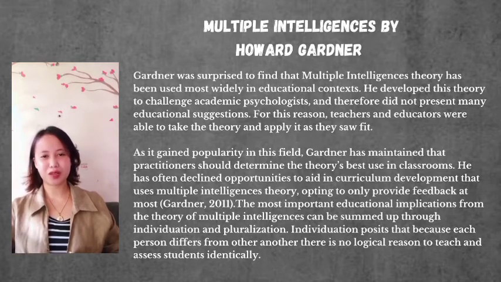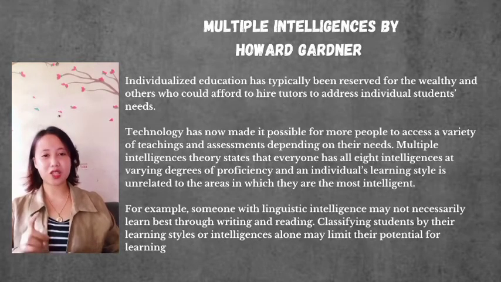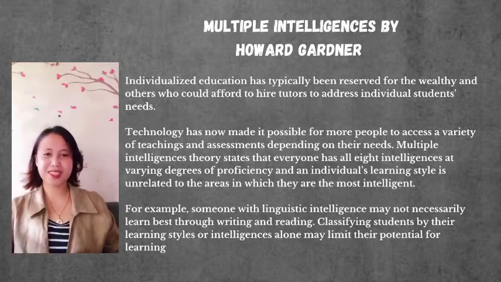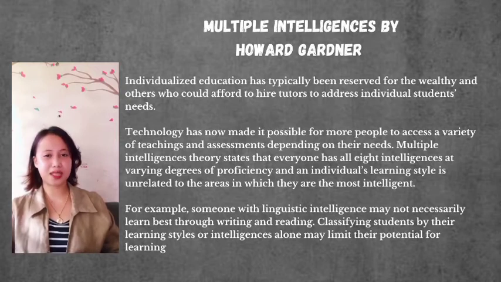The most important educational implication from the theory of multiple intelligences can be summed up through individualization and pluralization. Because individuals each differ from one another, there is no logical reason to teach and assess students identically. Individualized education has typically been reserved for the wealthy and others who could afford high-priced tutors to address individual students' needs. Technology has now made it possible for more people to access a variety of teaching and assessment methods depending on their needs.